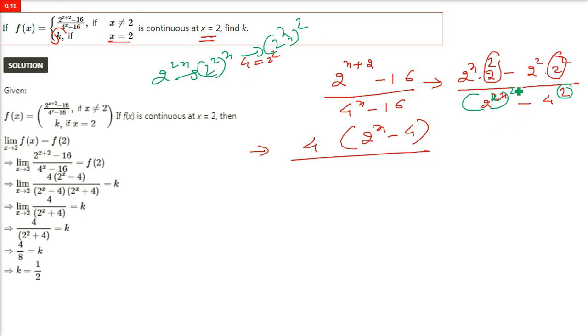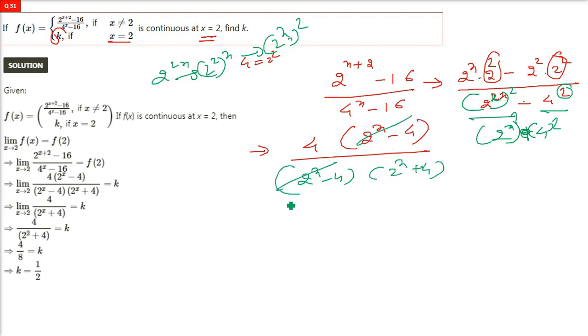So (2^x) square minus 4 square has become a square minus b square, where a is 2^x and b is 4. So we can use a minus b, a plus b: (2^x minus 4)(2^x plus 4). Why have we done this? Because we can cancel these two things.